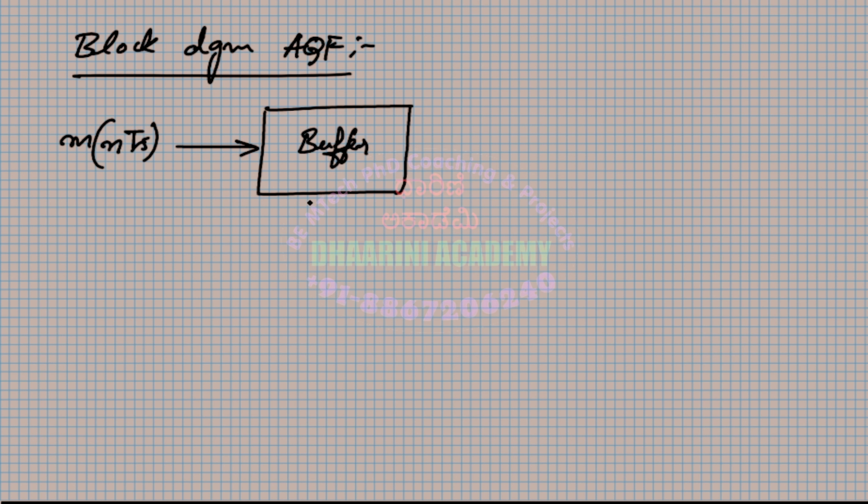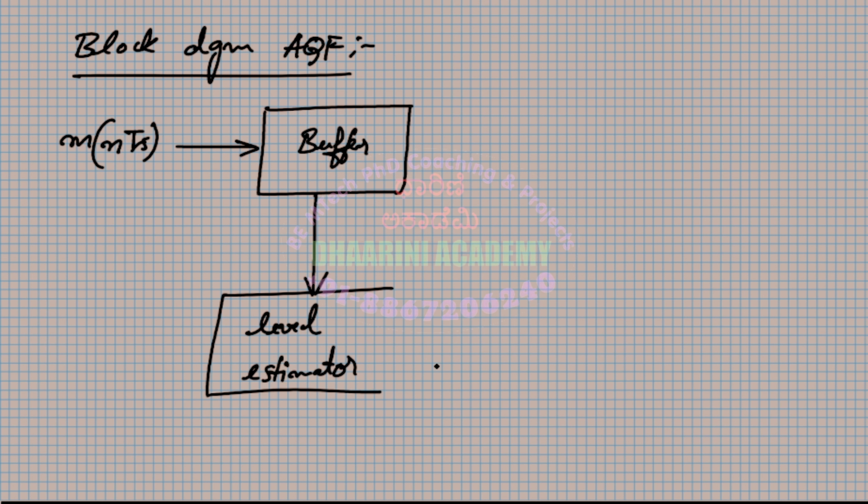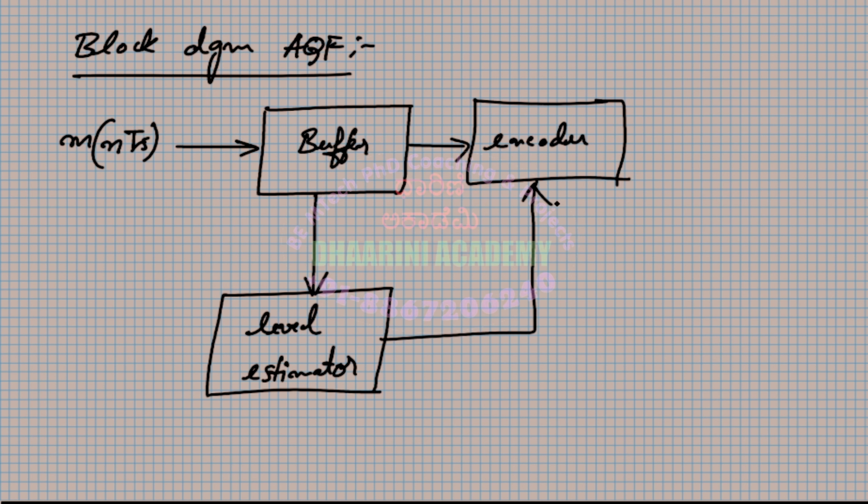So you hold the data in the buffer because you want to give that data for an estimation purpose. So you have a block called the level estimator. This is going to estimate the level. And now I have an encoder coming over here. The buffer's data will be the current data and the estimated data will come from this. So they will meet up so that the encoder can do the right encoding.